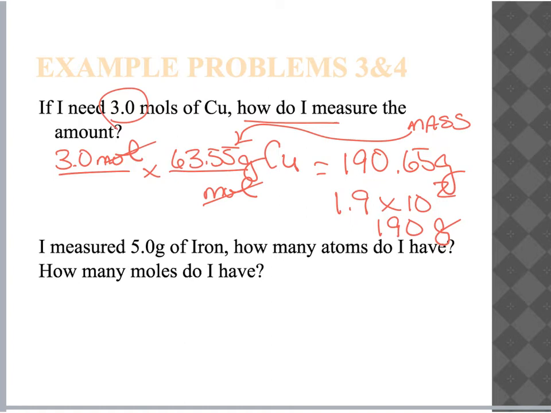And so I'm going to turn this around for the fourth example problem. If I measured 5 grams of iron, how many atoms do I have? So I'm going to start with 5 grams of iron.